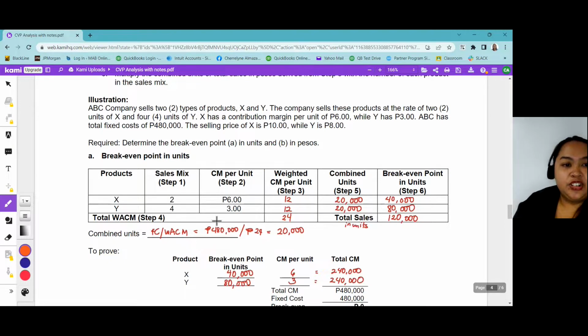Okay, illustration number 2. ABC company sells two types of products, si products X and Y. The company sells these products at a rate of 2 units of X and 4 units of Y. X has a contribution margin per unit of 6 pesos while Y has 3 pesos contribution margin per unit. ABC has total fixed cost of 480,000 and the selling price of X is 10 pesos while Y is 8. So, binigay na yung amount ng contribution margin natin. Okay?